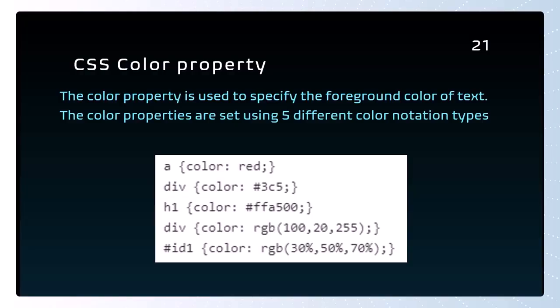The color property has 5 different color notation types. For the anchor element, we're specifying the color as red, and for div, we're using a different notation. Then there's h1, div, and then the ID one. The number sign is for the ID selector. So those are different ways that you can specify colors.